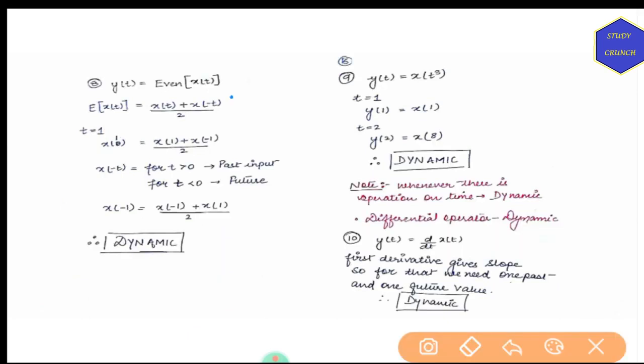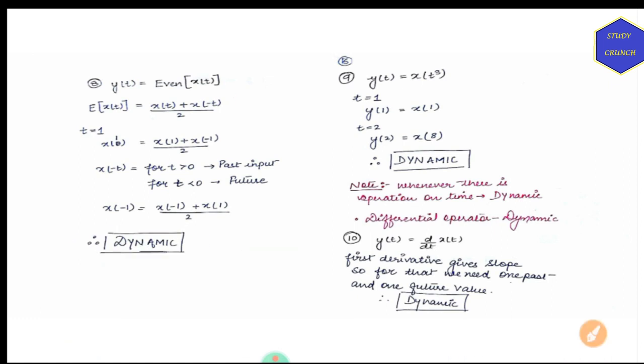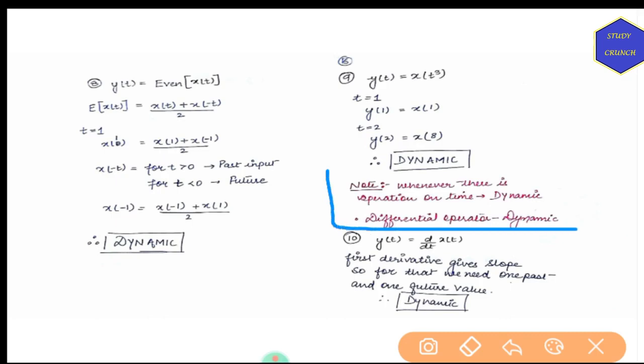Now y(t) is equal to even of x(t). Now for even, [x(t) + x(-t)]/2. Now if t is greater than 0, it will have past values dependent, and if t is less than 0, it will be future. So this will be a dynamic system. So always remember, whenever there is an operation on time, it will be a dynamic system. If it is a differential operator, it will be a dynamic system.